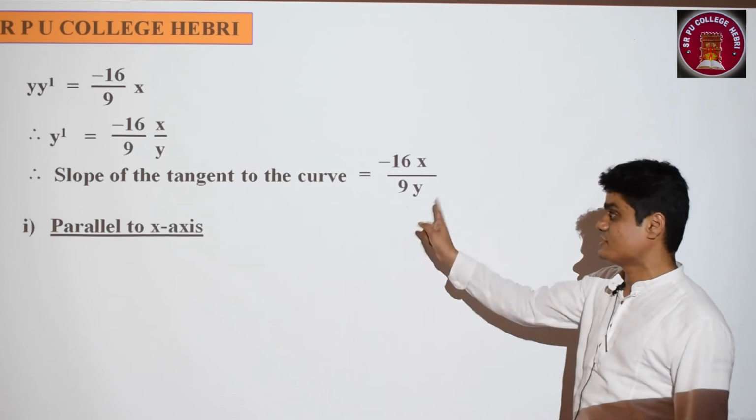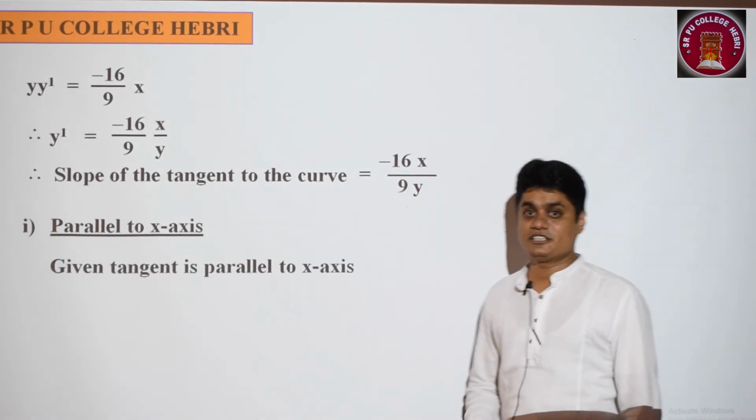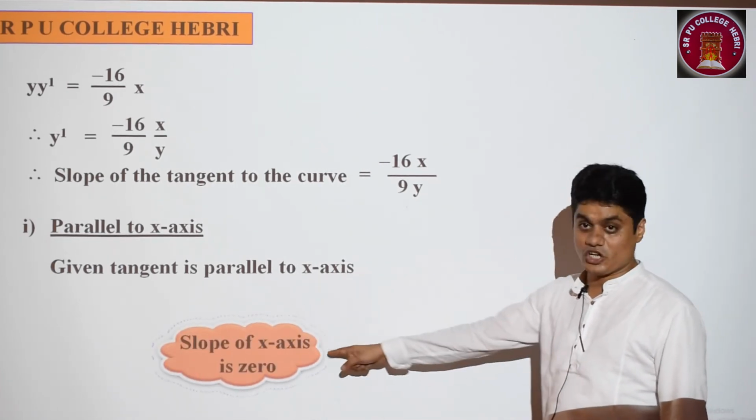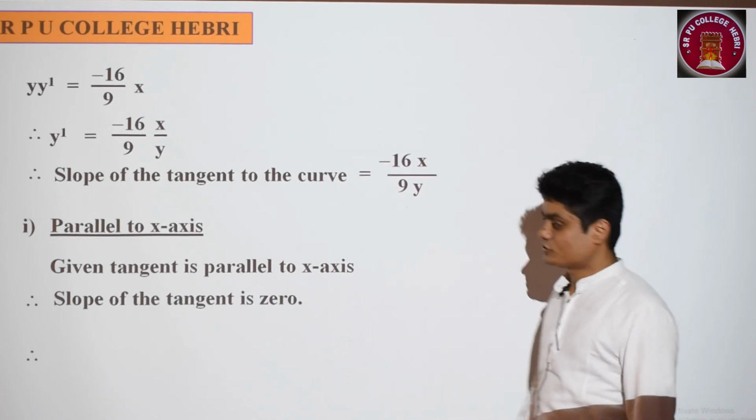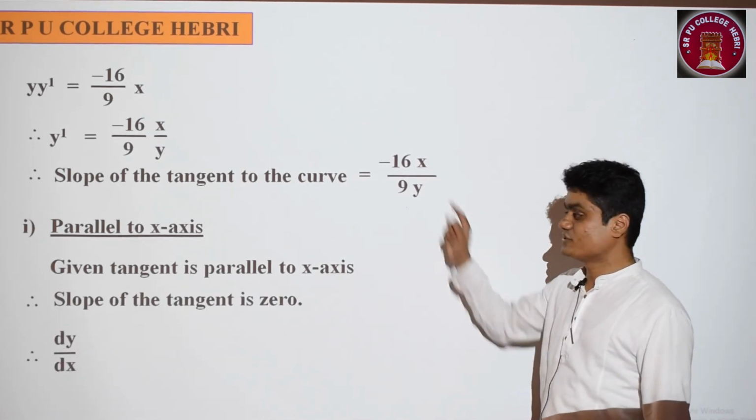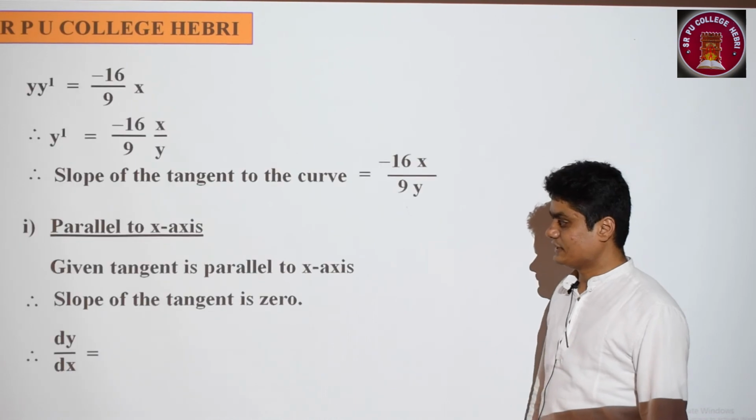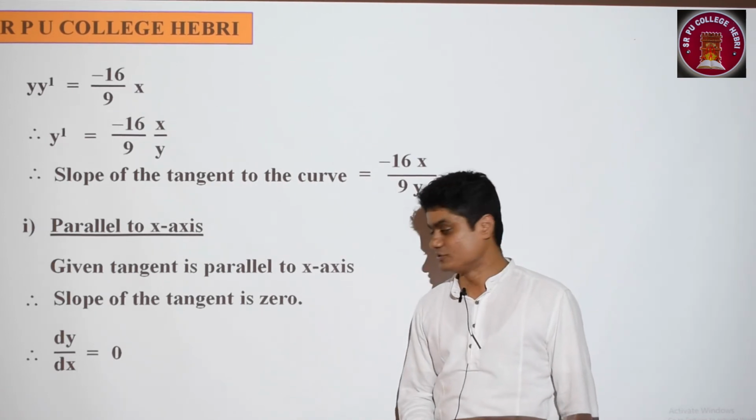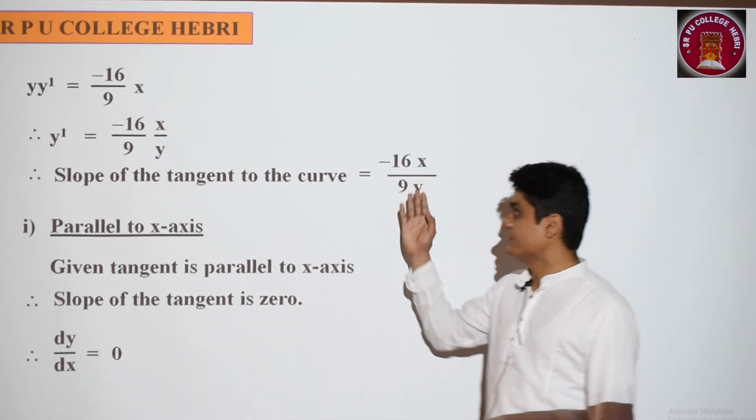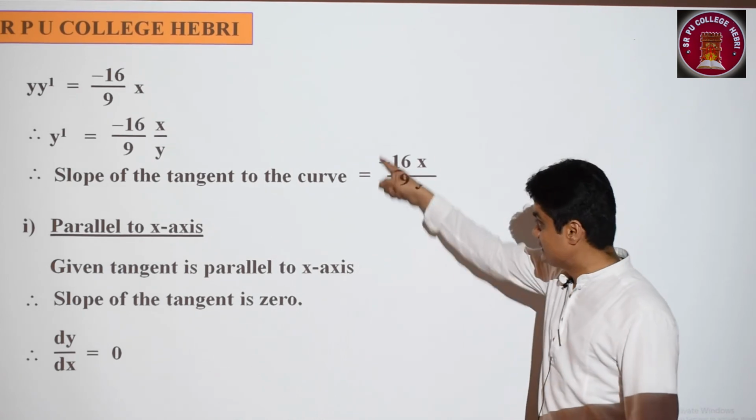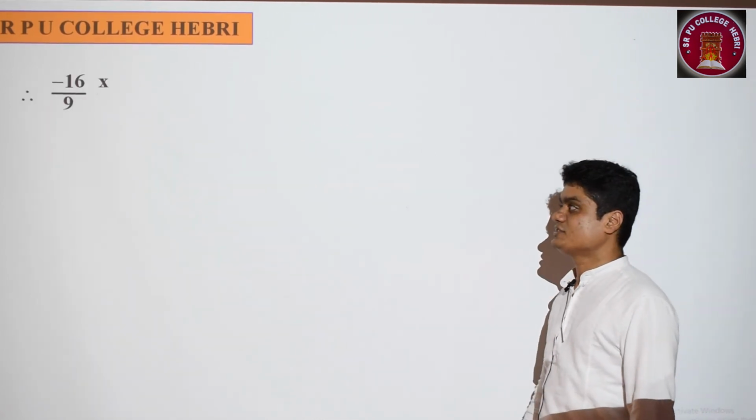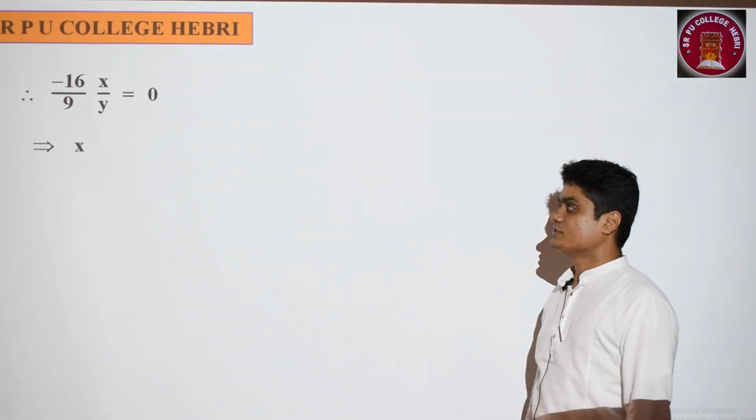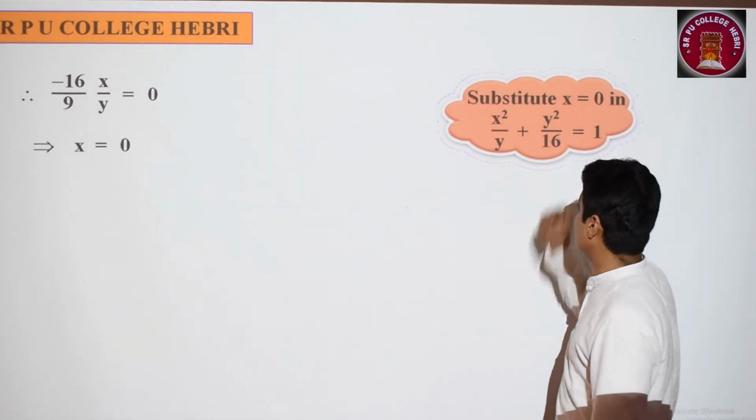Given is the tangent is parallel to x-axis. Since the tangent is parallel to x-axis, the slope of the tangent should be equal to 0, because the slope of x-axis is 0. So the slope of the tangent, dy by dx, is equal to 0. So this expression will be 0, and minus 16 by 9 into x by y will be equal to 0. The denominator goes to the other side, so you will get x is equal to 0.